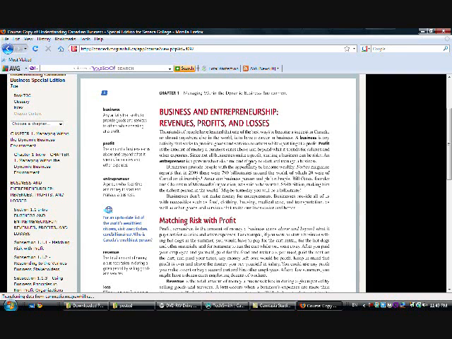Now, profit's not a dirty word. The reason why companies need to make profit is to grow and expand. You can't just break even. If you break even, all your competitors are going to make a profit and grow and advance. So the reason why you need profit is to grow and advance.